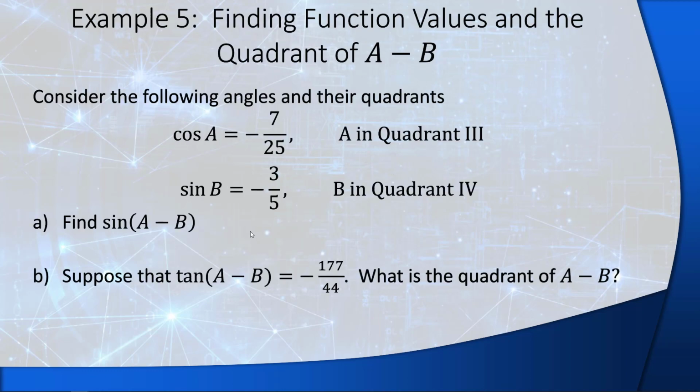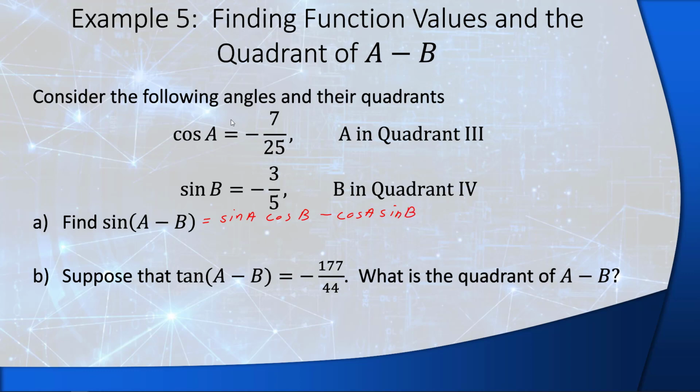Now here, we have that cosine of A is negative 7/25, and A is in quadrant 3, and sine of B is negative 3/5, and B is in quadrant 4. And we want to find the sine of A minus B. Well, using our difference identity, we know this is going to be equal to the sine of A times the cosine of B minus the cosine of A times the sine of B.